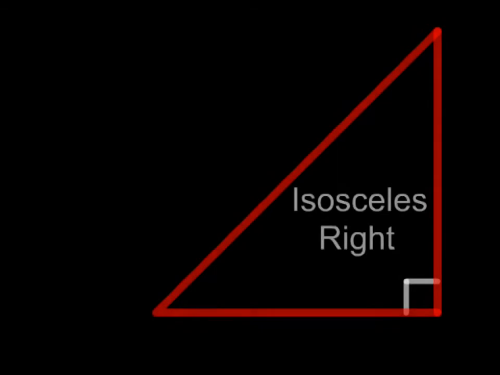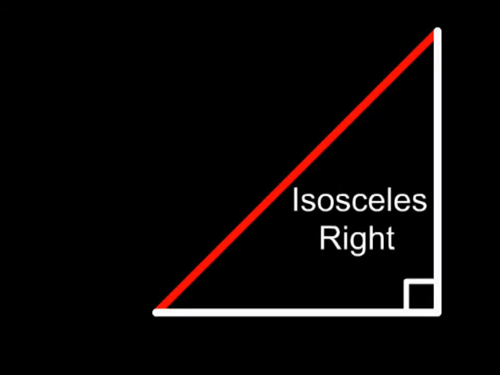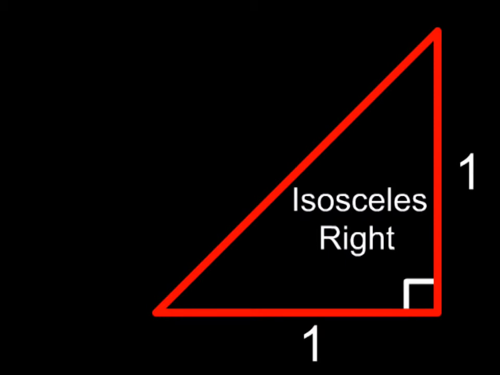Let's bring back the isosceles right triangle. We know the length of both legs is the same. We'll assign a unit length of 1 to each. If the length of each leg is 1, what would be the length of the hypotenuse?